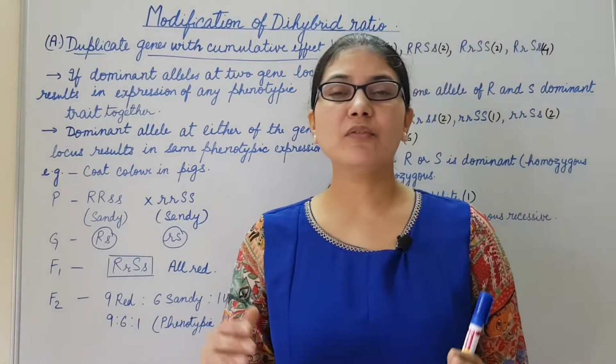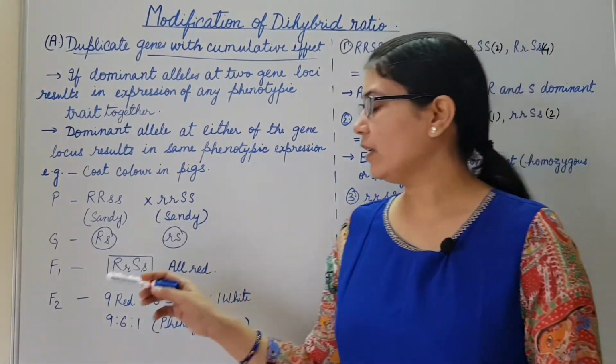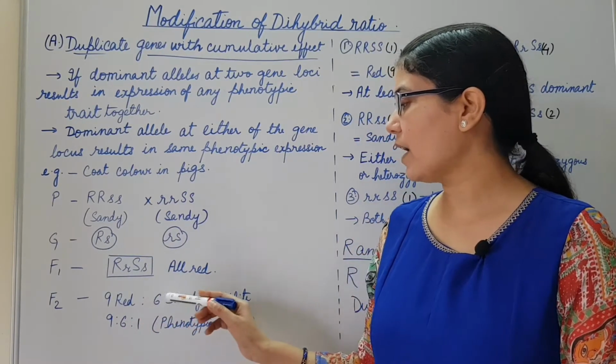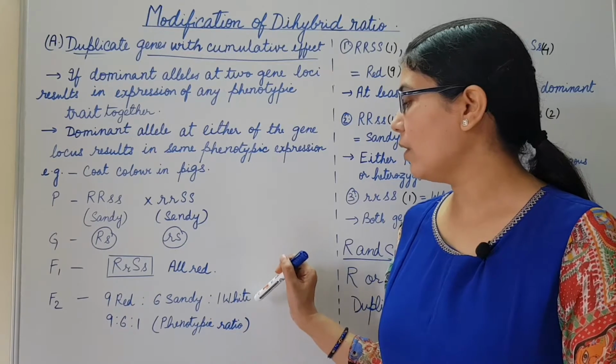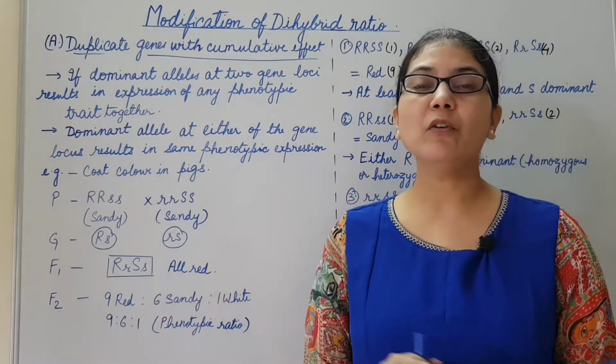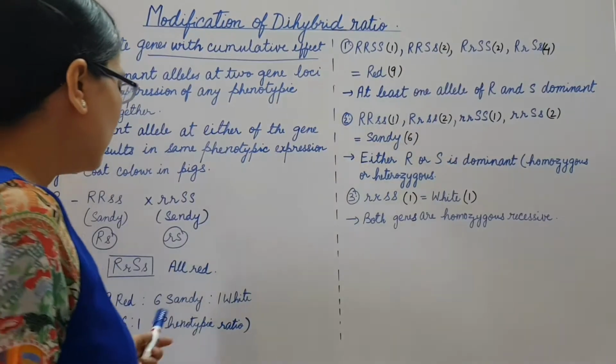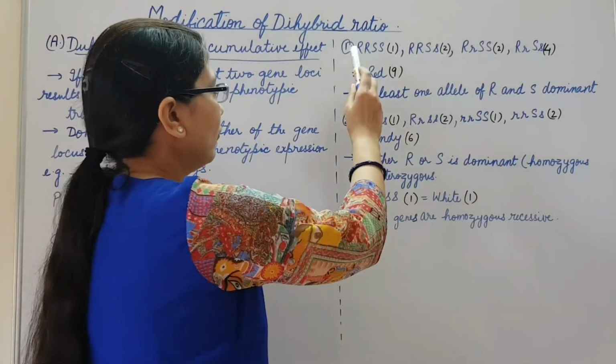Then this F1 generation is self-fertilized and we get offspring: 9 having the red coat color, 6 having the sandy coat color and 1 having the white coat color. So the phenotypic ratio here is 9:6:1. Let us see the genotypes of these F2 offspring.